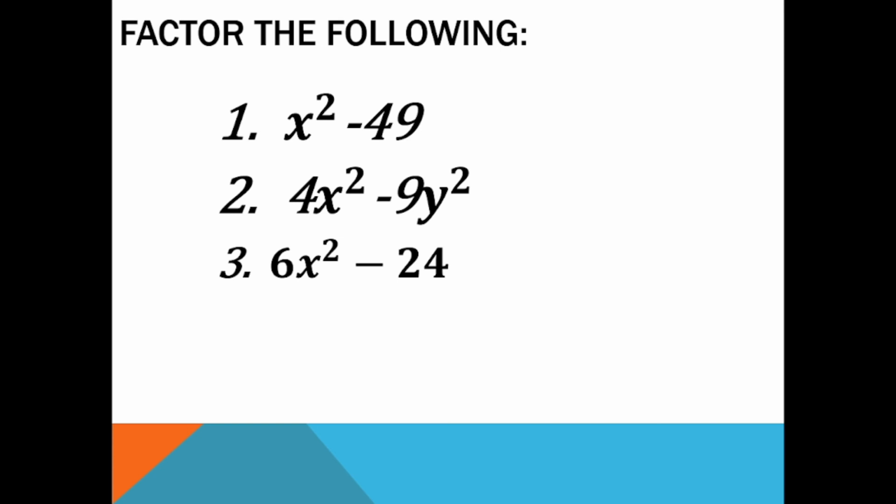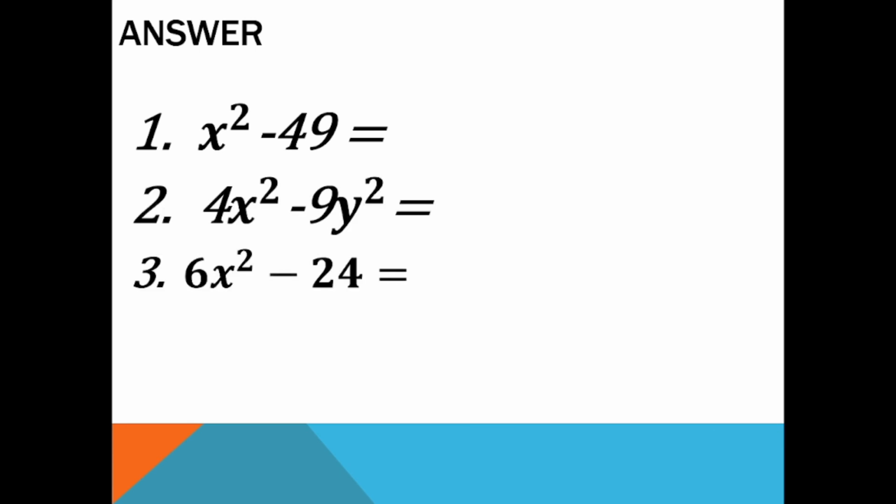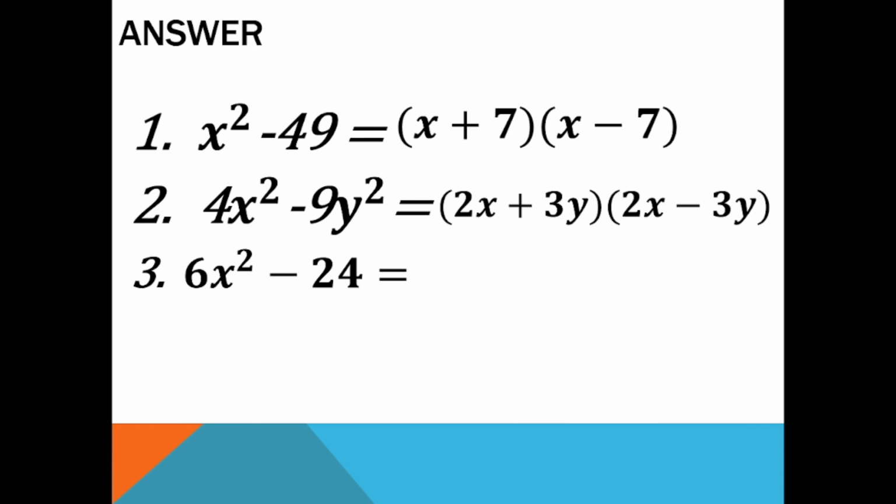Okay, time's up. So here are the answers. Number 1, x squared minus 49 is equal to x plus 7 times quantity x minus 7. Number 2, quantity 2x plus 3y times the quantity 2x minus 3y. Number 3, 6 times the quantity x plus 2 times the quantity x minus 2.